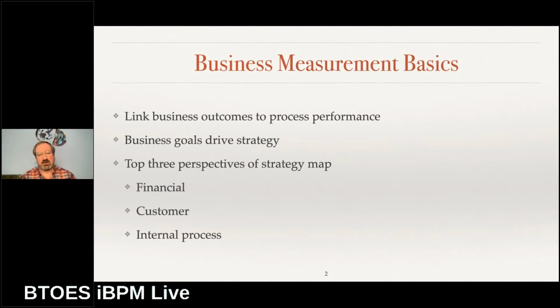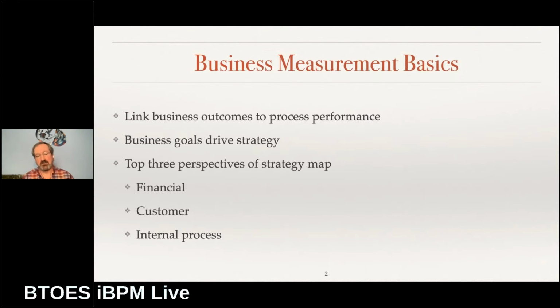So we need to link business outcomes to process performance, because the only thing we can really change as managers are the processes and the people that run them and the tools that we use to do that. Business goals drive strategy, so we set our goals and that determines our strategy. So if we want to increase revenue, that means we'll probably have to grow our current customers. We'll probably have to add new customers. We may have to add new markets or even a new product line. And we have to allocate that. And so we set goals for each one of those areas and then drive that in.